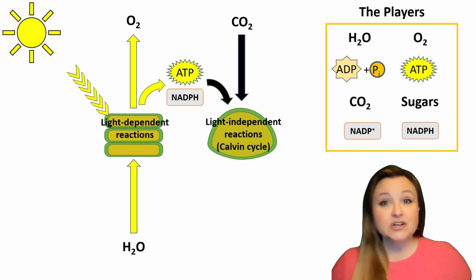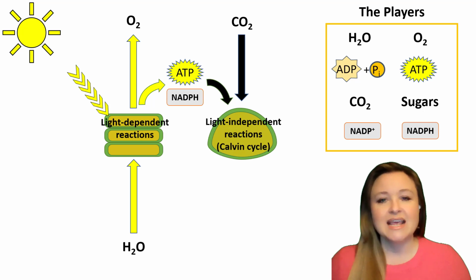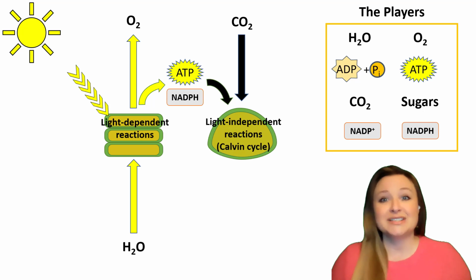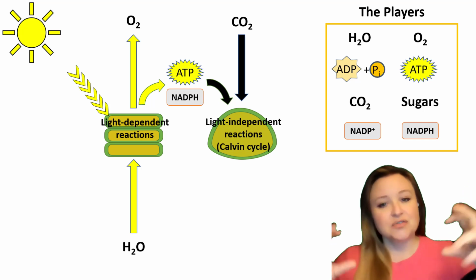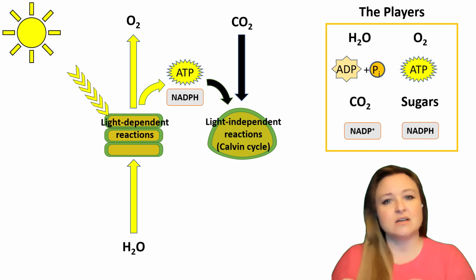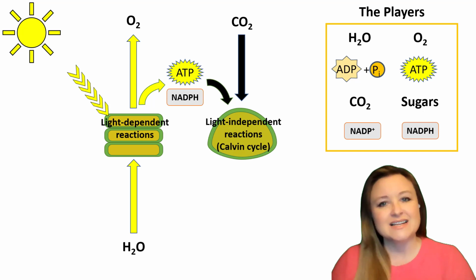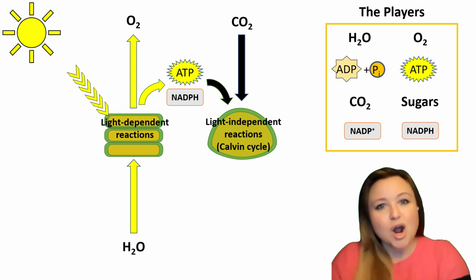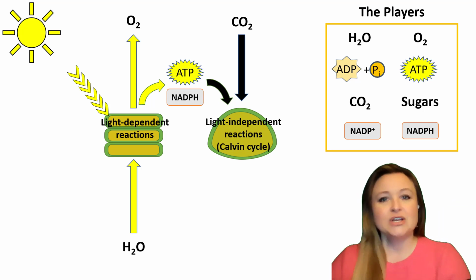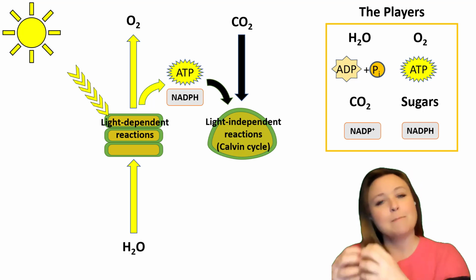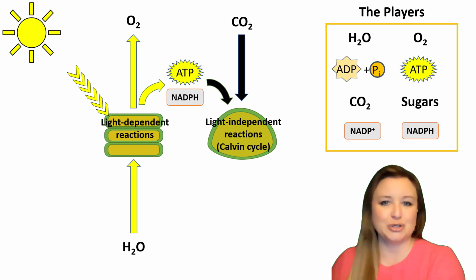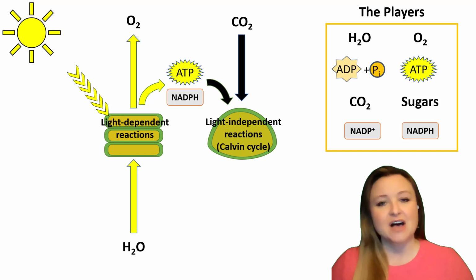In fact, the first step of the Calvin cycle is called carbon fixation. And carbon fixation is really cool because we have carbon dioxide, this gas, and in the first stages of the Calvin cycle, carbon is going to be fixed. That means it's going to become part of an organic molecule. So carbon dioxide, which is a gas, is actually going to become part of a physical molecule, which I think is really cool. So that's the first stage of the Calvin cycle.